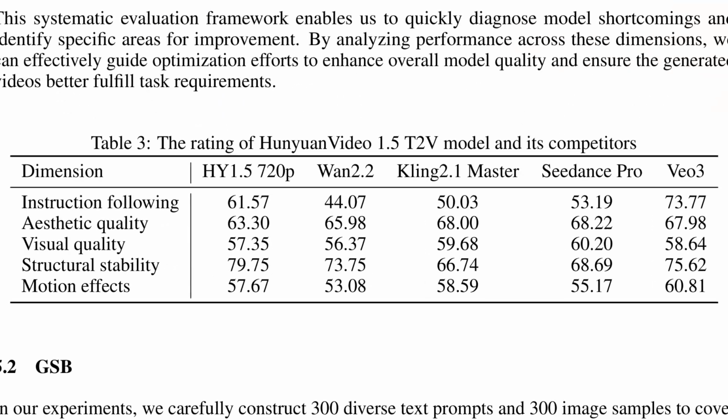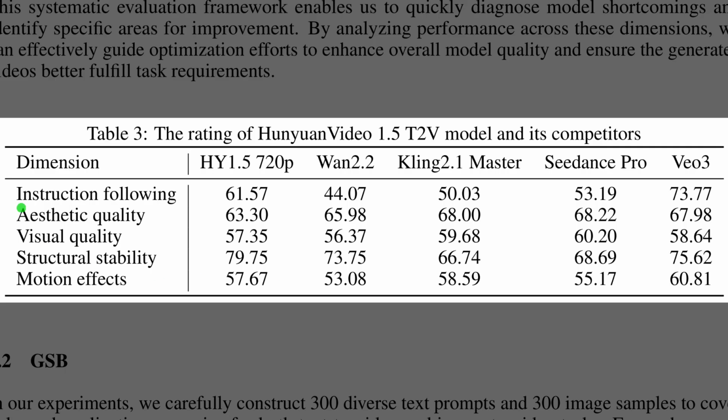Okay, after the training schedule in Table 2, Table 3 reports how the text-to-video system actually scores against strong competitors. The model leads on structural stability with about 80, which means scenes stay consistent across frames, and it also tops motion effects around 58. It sits in the middle for instruction following and aesthetics, behind VO3 on following prompts, and behind VO3 and Kling 2.1 on aesthetics. Visual quality scores are tightly clustered, so perceived sharpness and cleanliness are broadly comparable across all models.